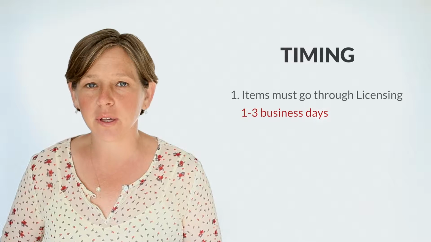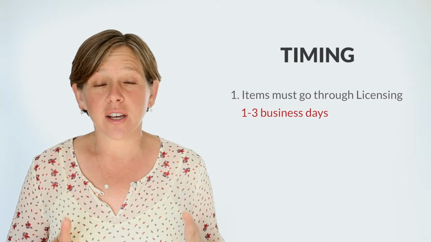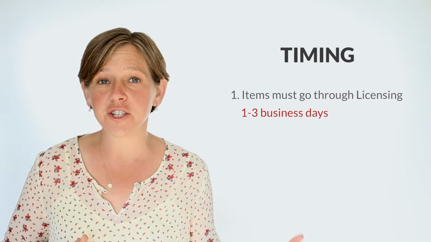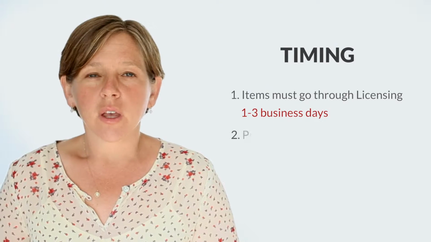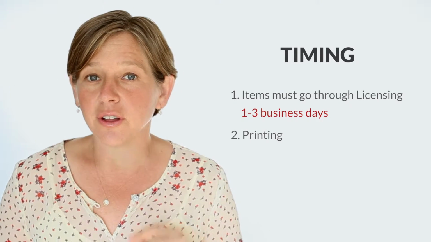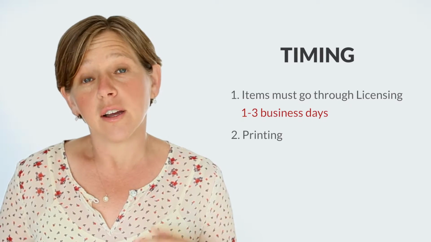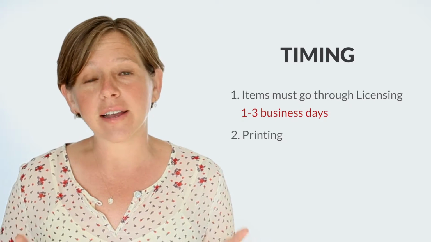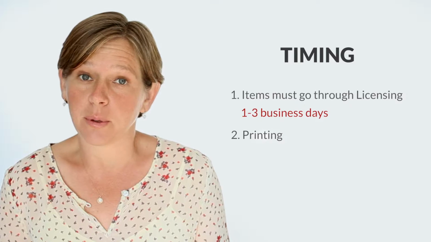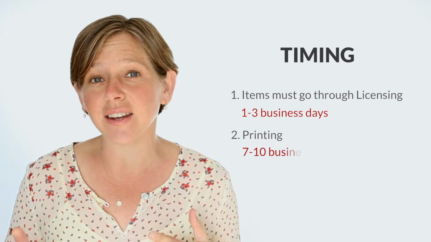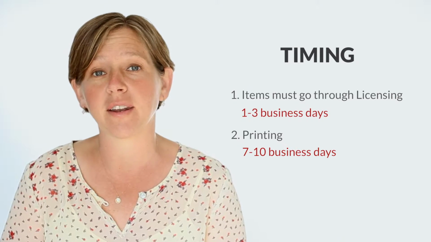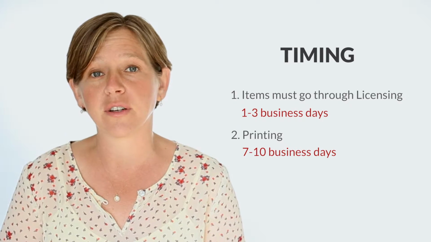The second thing you want to be aware of as far as timing is concerned is remember that once you actually finish your campaign, you actually need to allow time for your items to be printed. Your items don't actually get printed until after your campaign is over, and that's because the printer needs to know exactly how many items need to be printed. So you need to also account for anywhere from 7 to 10 business days from your campaign end date for those items to be printed and shipped.